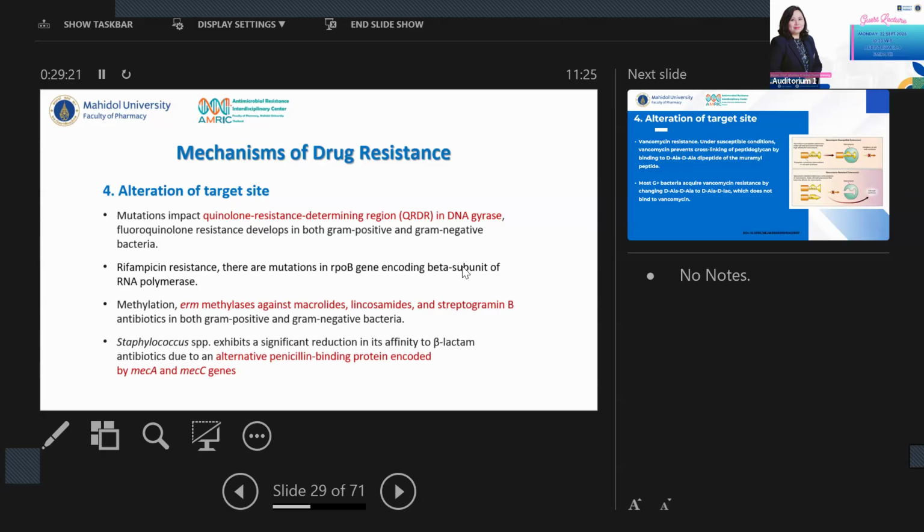Also, the same story with rifampicin resistance, the drug that we use for TB, right? Mutation at the RNA polymerase, the rpoB gene, can cause resistance to rifampicin. The same thing with an enzyme like Erm methylase that adds a methyl group to macrolide, lincosamide, and streptogramin. So it's the same story here. Or Staphylococcus, they have alteration of the protein binding site for the drug. They use the mecA gene, mecC gene to modify the binding site for the beta-lactam drug here.